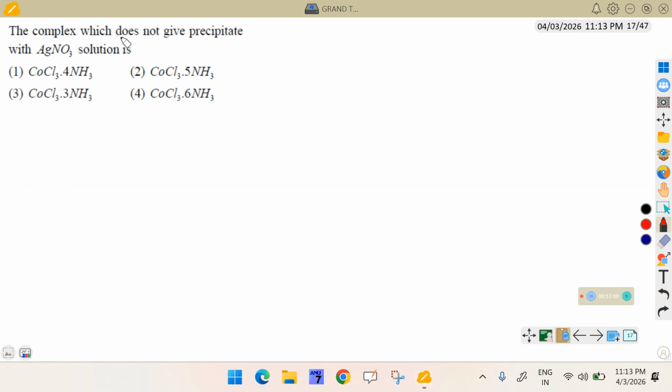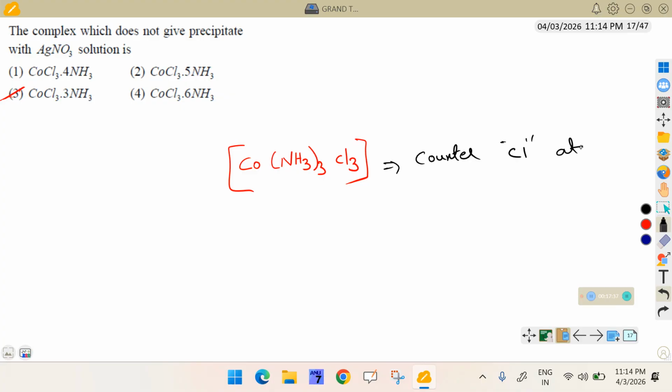The complex which does not give a precipitate with AgNO3 solution is the third option. According to Werner's theory, the complex is Co(NH3)3Cl3. Counter ions, that is chlorine atoms, are absent in this complex. That's the reason it does not give a precipitate with AgNO3 solution.